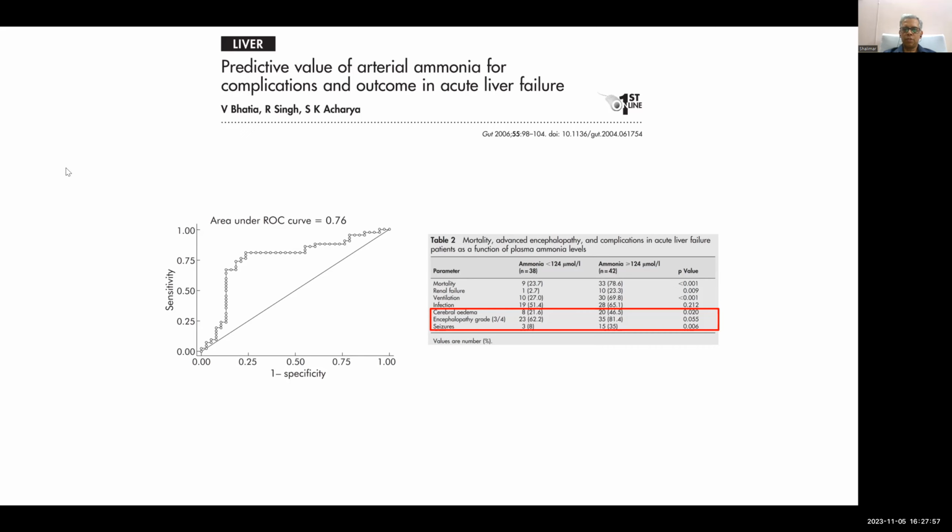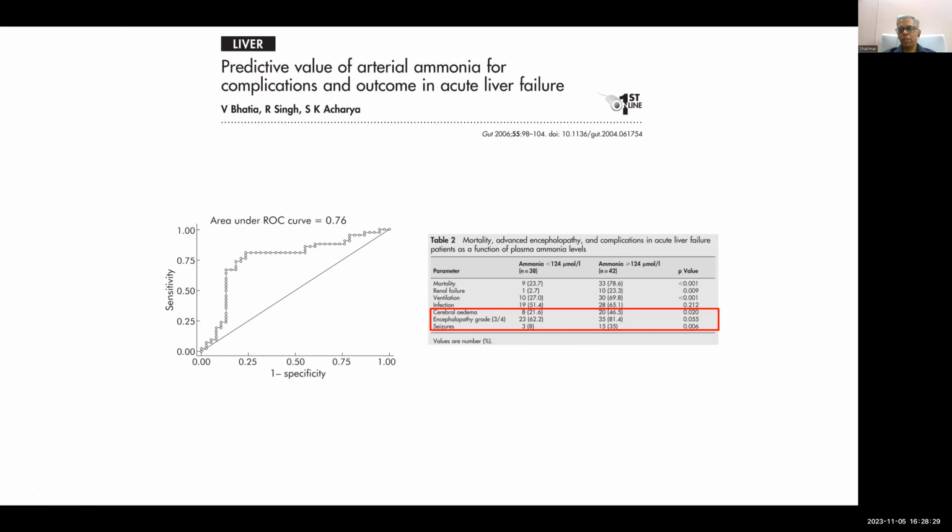What has been shown is that ammonia is of prognostic significance, and higher levels of ammonia predict outcomes. When we talk about predicting outcomes, one, they predict survival. Two, they also predict the development of complications in terms of other organ failures. Those patients who got higher levels of ammonia have higher mortality, have higher complications in terms of renal failure, they require more ventilation, they get more cerebral edema, they've got higher grades of encephalopathy, and they also get seizures. So ammonia has lots of problems.